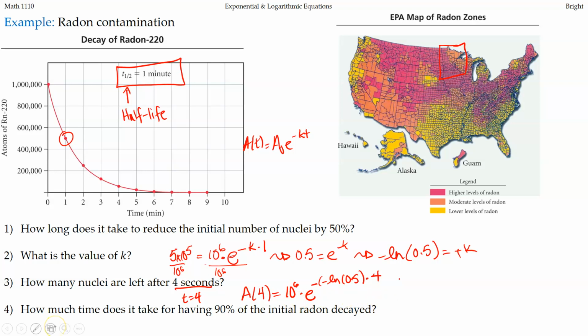For the last part, how much time does it take for 90% of the material to decay? Well, that just means that if we start with 1 million, we would have 10% remaining. So 10% remains. So my amount would be 0.1 times 1 million, or 100 thousand, right? And then times e to the minus negative natural log of 0.5. Okay, so once I find the k value, that doesn't change, and then I need to have t.